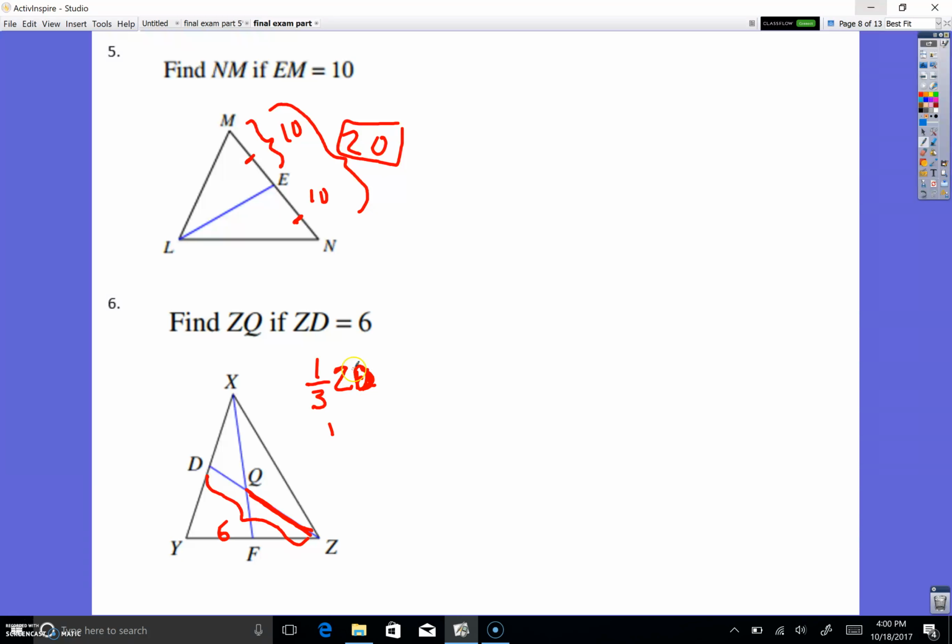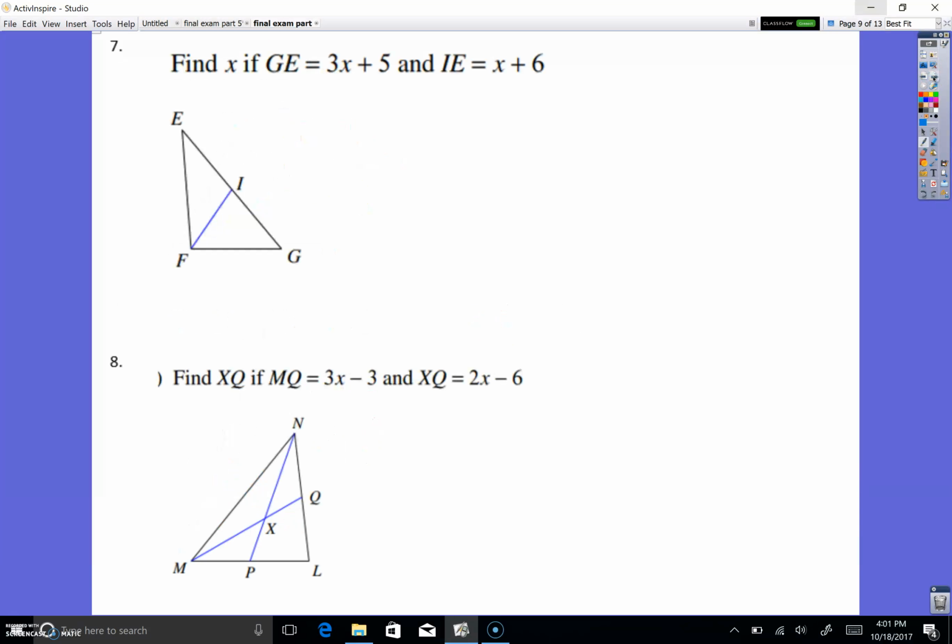Okay? So that means 1/3 of 6. So I have, this is 2, the short side's always 1/3 of it, or you just have to divide by 3. So this is 2, this is 4. Okay, so QZ or ZQ is equal to 4. Going to the next problem.